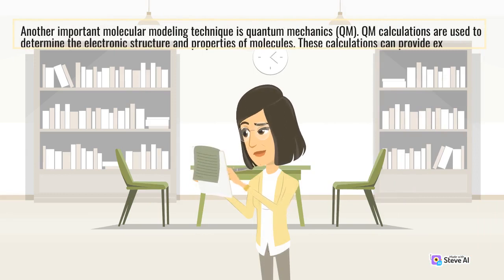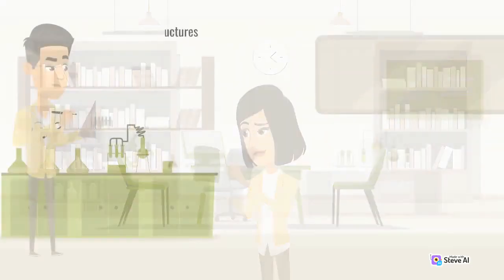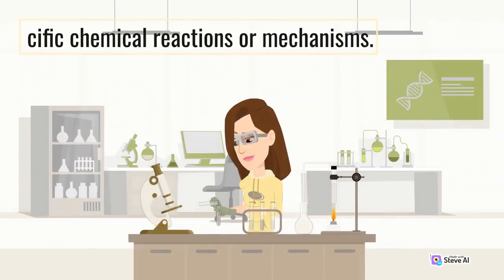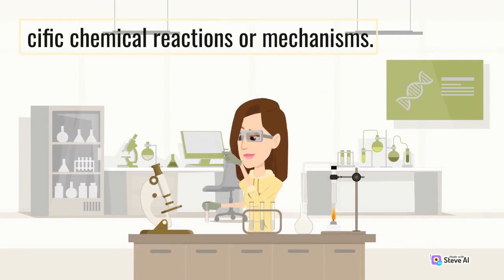Another important molecular modeling technique is quantum mechanics, QM. QM calculations are used to determine the electronic structure and properties of molecules. These calculations can provide extremely accurate predictions of molecular structures and energies, but they are also computationally expensive. As a result, QM calculations are typically used for smaller systems or for studying specific chemical reactions or mechanisms.